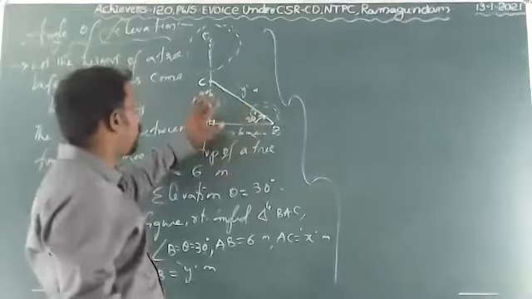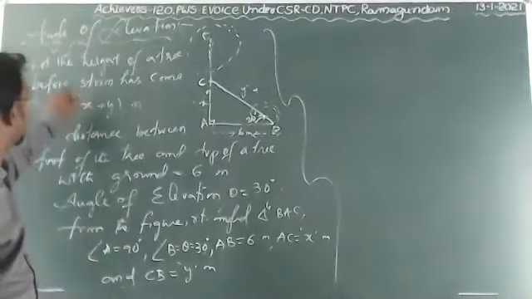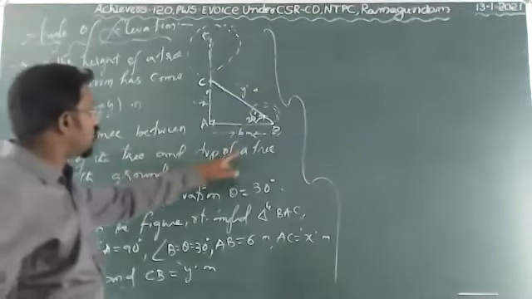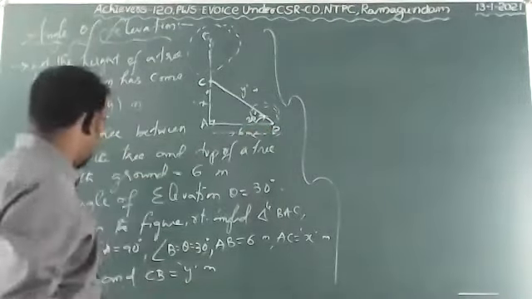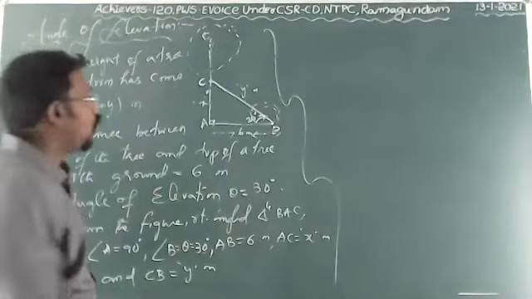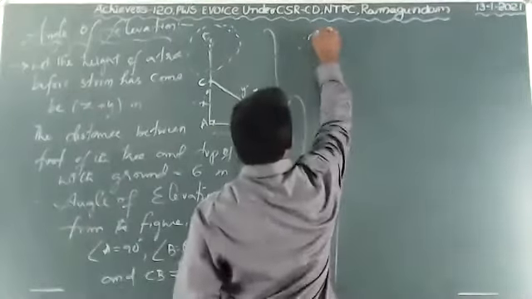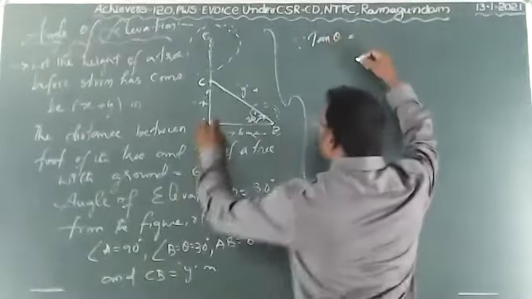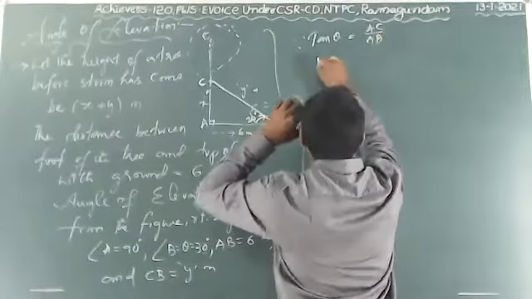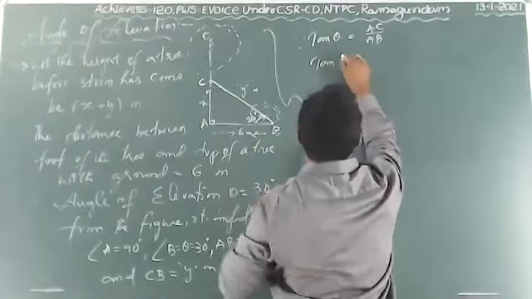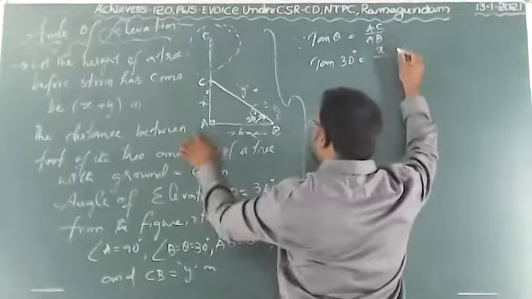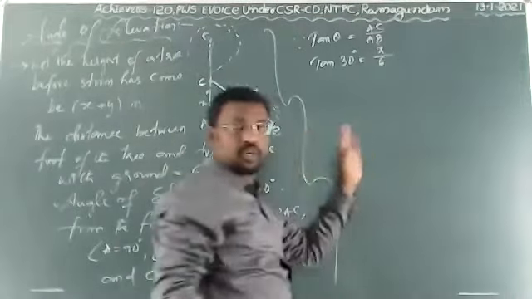Okay, children. Now we will find x. You have written what is the height of the tree: x plus y. The distance between the tree and the top of the tree with the ground is 6 meters and the angle of elevation. You have written all the measurements. Now tan theta is equal to AC by AB. Theta is equal to 30 degrees. AC is x. AB is 6. See, I just substituted the values.